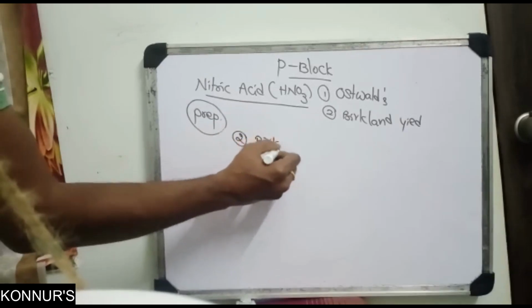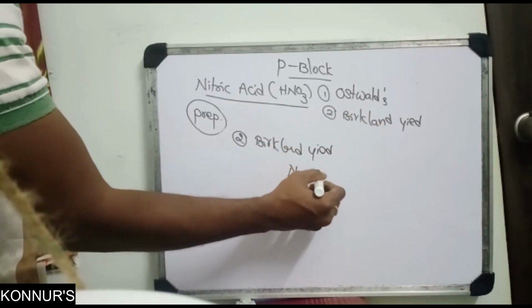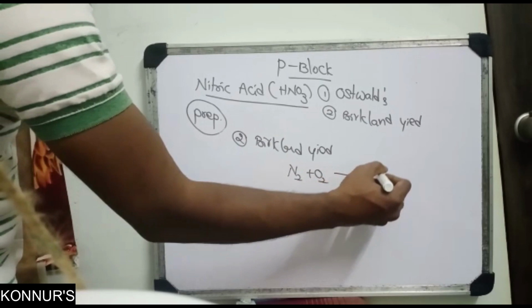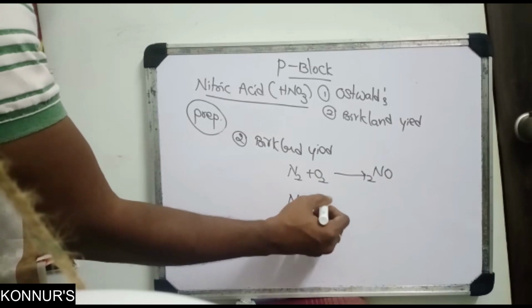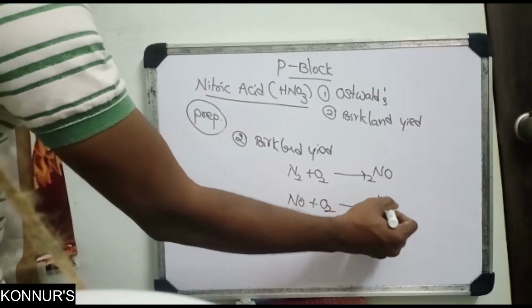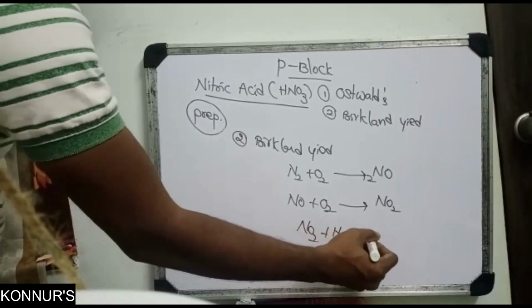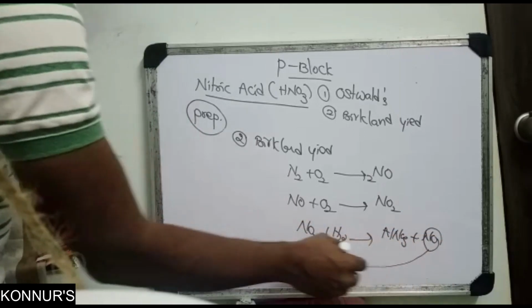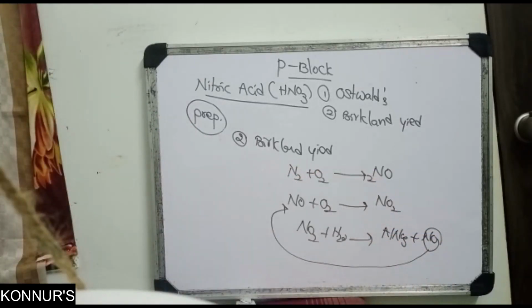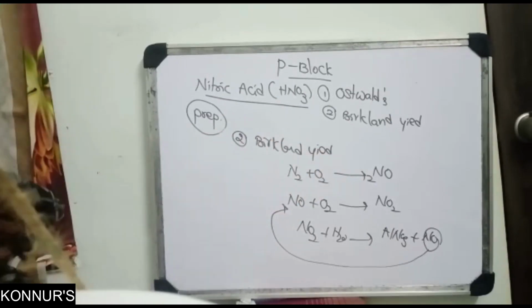Second, Birkeland-Eyde. So here nitrogen reacts with oxygen. At highest temperatures you are getting NO. Next, again NO is taken in oxygen, so you are getting NO2. Similar process only. Now NO2 is treated with water, so you are getting HNO3 plus NO. So again it is used in the second step. So step by step you can see that is Birkeland-Eyde. So mainly important: in Ostwald's process you are taking ammonia, in Birkeland-Eyde process nitrogen and oxygen we are taking.